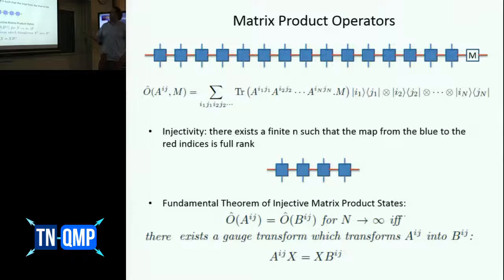It means that two matrix product operators are equal to each other if and only if there exists a gauge transform which transforms A^i_j into B^i_j. So I give you two matrix product operators, A and B, with matrices A and B. These MPOs are equal to each other if and only if the local description is equal up to a gauge transform.